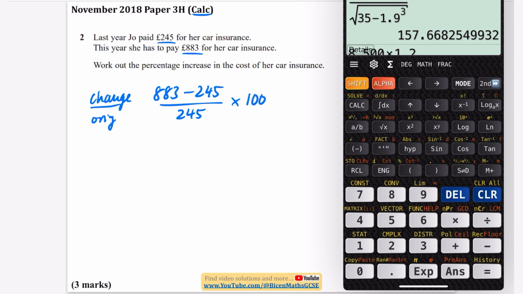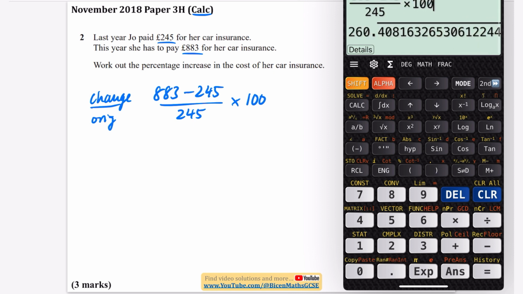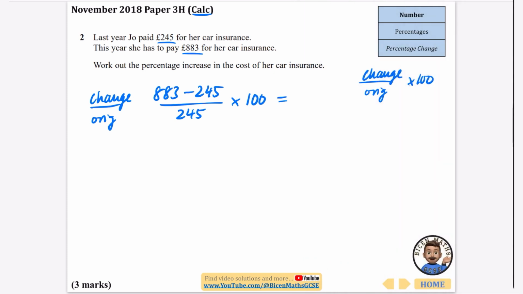We can do this all in our calculator straight away, but I'm going to make that 100 look a little bit more like 100. So on my calculator, I'm going to press my fraction button. Let's scroll all the way down. Let's clear this because it was getting a bit busy. I'm going to put 883, take away 245, that's how much it's changed by, and then the original was 245, and I'm going to times it by 100. And so when I press the SD button, we get that the answer is 260.4%. So to the nearest percent, it is 260%.